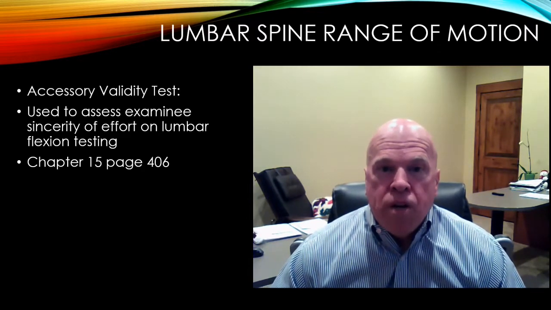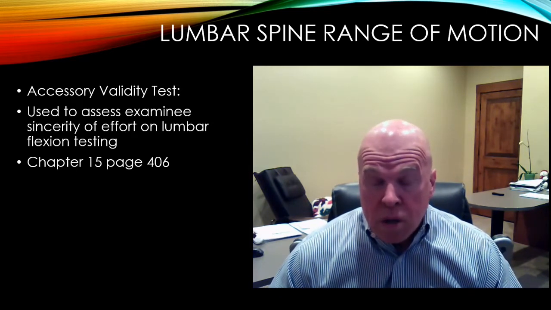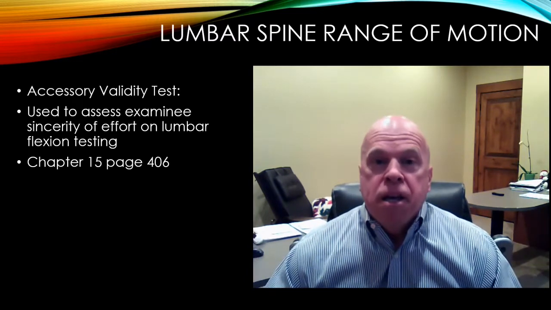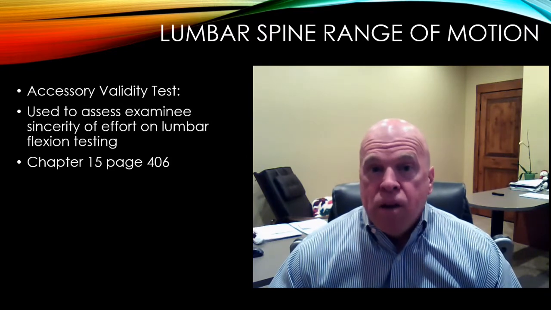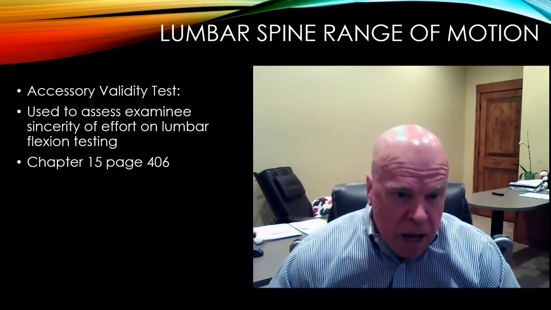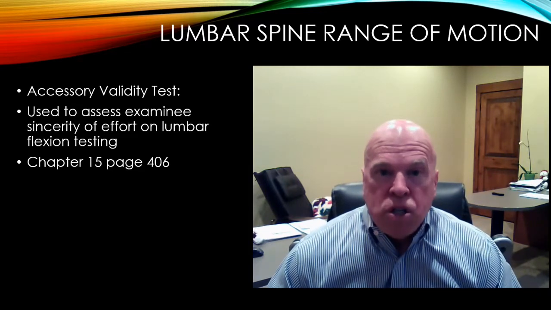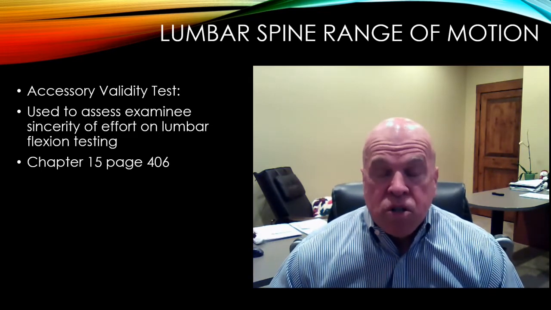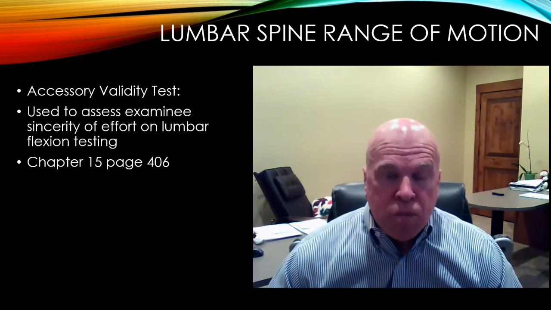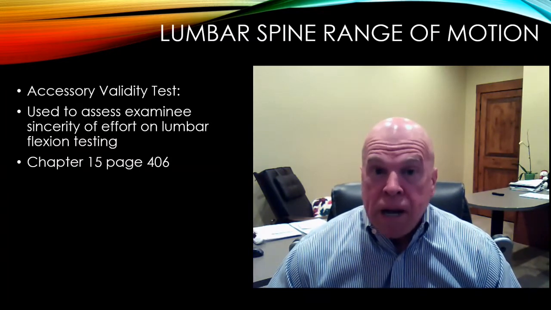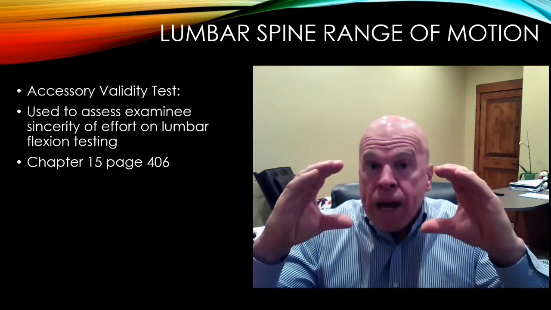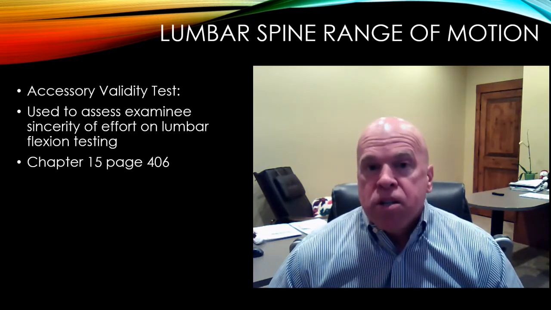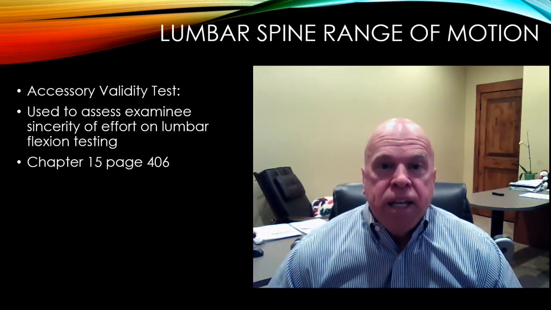Now, any discussion of lumbar spine range of motion testing must also include a discussion of what the AMA Guides refer to as the accessory validity test. Now, the accessory validity test, as described on page 406, in chapter 15 of the AMA Guides, is used to assess the examinee's sincerity of effort on physical examination maneuvers. And the AMA Guides use the narrow and specific window, the looking glass window, into which we can peer in order to get an idea as to the examinee's sincere participation in the physical examination.